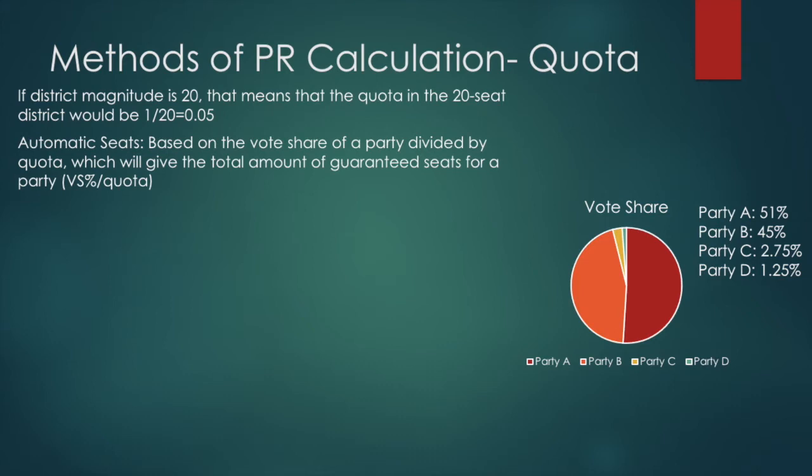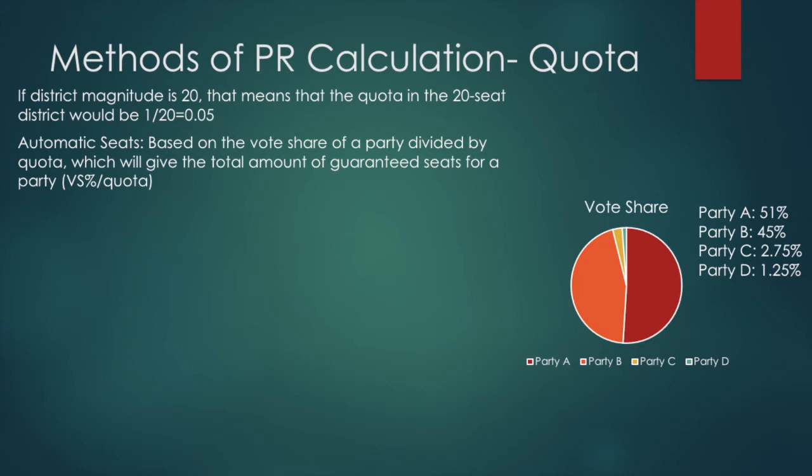Firstly, we're given in the question that the district magnitude is 20, and this means that the quota, or the vote share that one party would need to guarantee a spot, is 5%. As a result, in quota calculation of proportional representation, we first decide the automatic bids by dividing all the vote shares by 5, which is the quota.